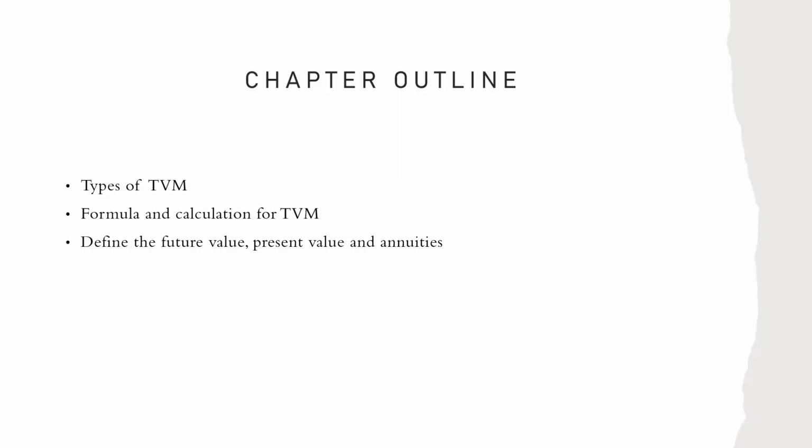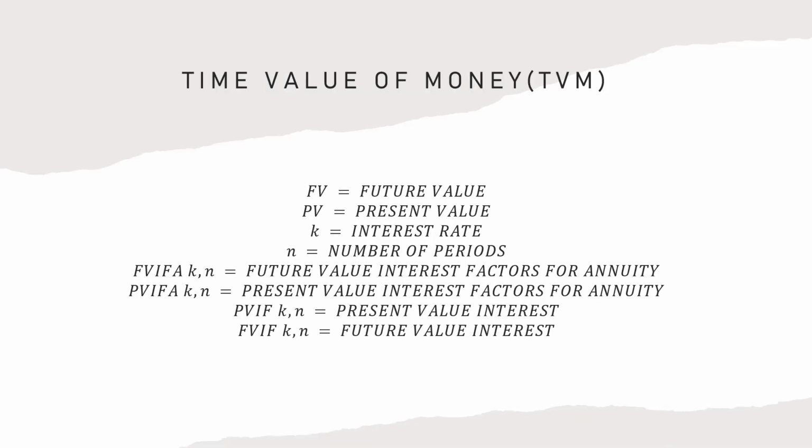In this topic we can know the types of TVM, formula and calculation for TVM, and define future value, present value, and annuities. These are the symbols that we will use in the calculation of time value of money: FV is future value, PV is present value, K is the interest rate, N is the number of periods, and the others for the annuity and present value interest.